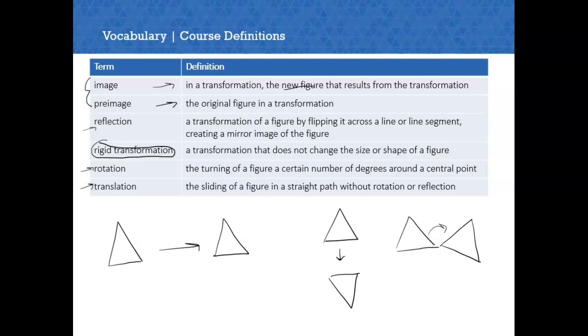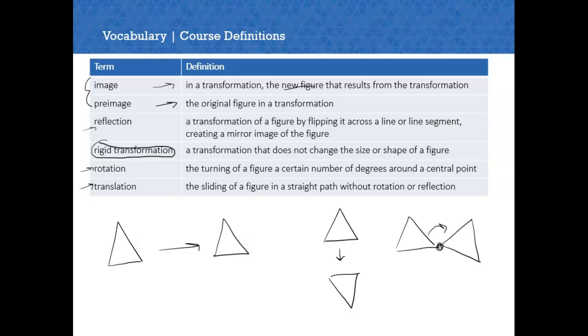So I did my best here. So from the pre-image to the image, the size and shape has not changed. So these three pictures I've drawn are rigid transformations.